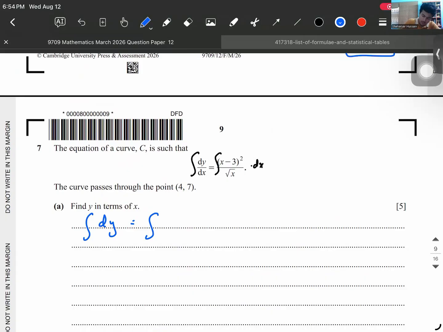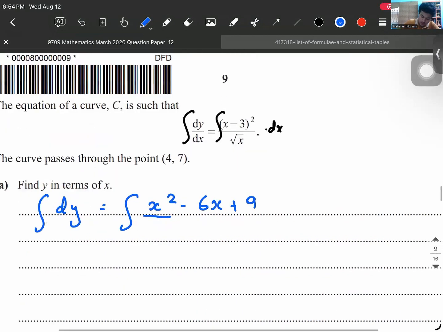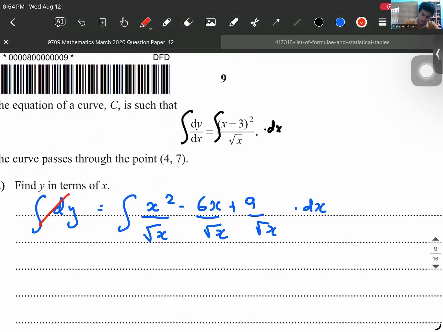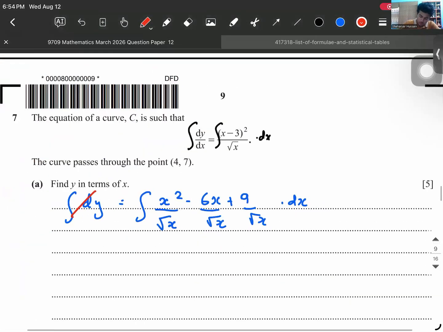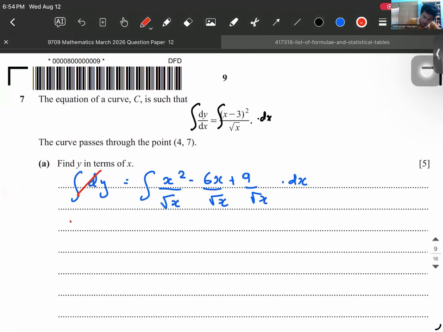So it becomes x squared minus 3 into 2 is 6, 6x plus 9, right? And the key over here is to distribute the denominator to each individual value, right? dx. So what's going to end up happening here is that this and this will cancel out, right? So before we finalize the equation, y equals the integration of x squared.